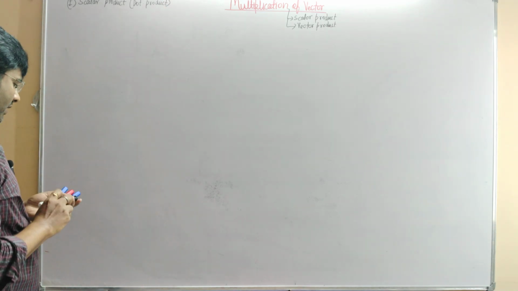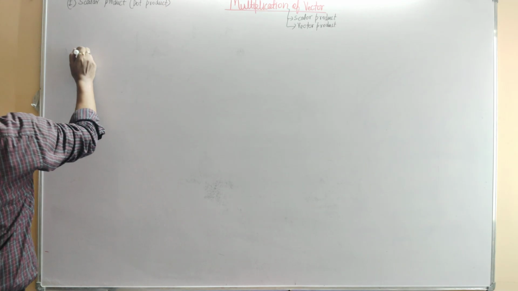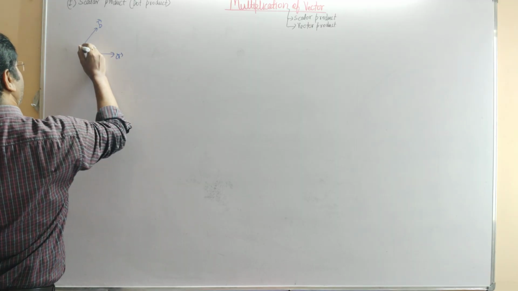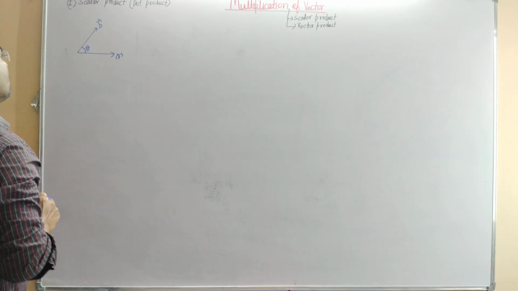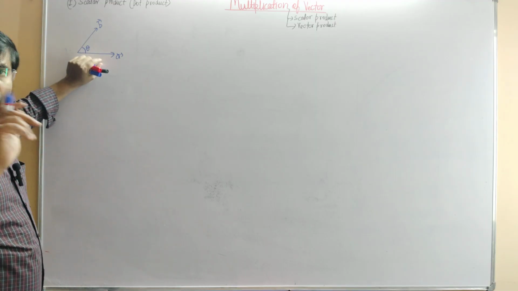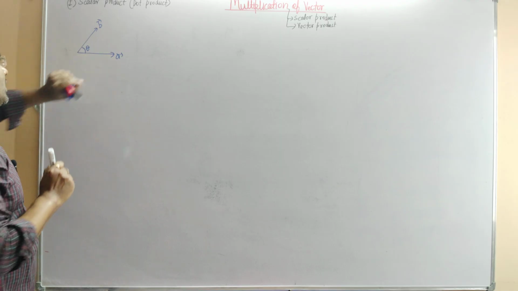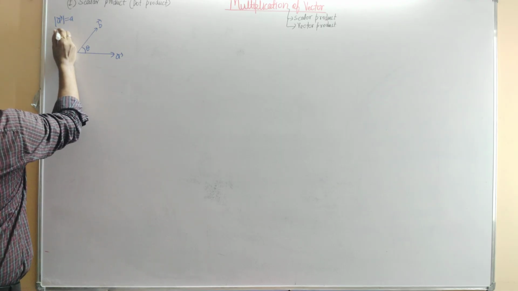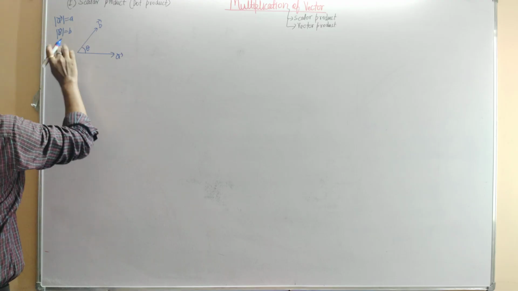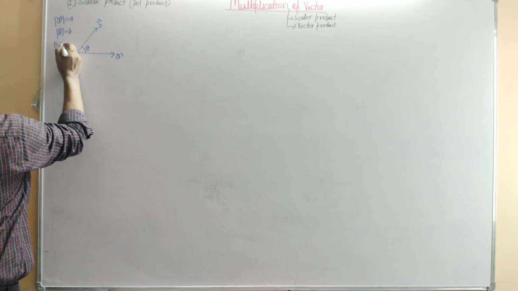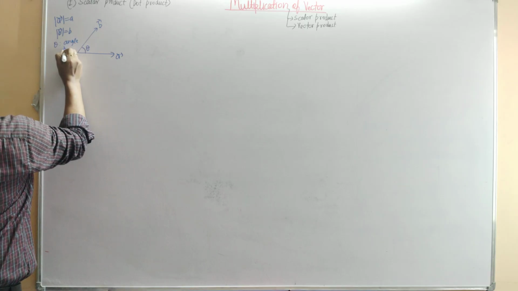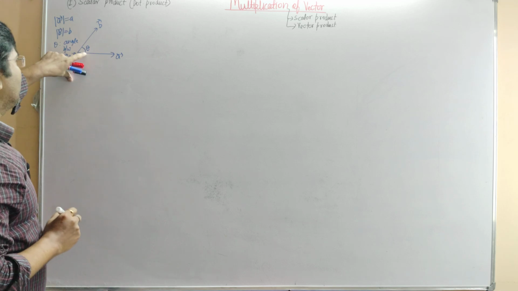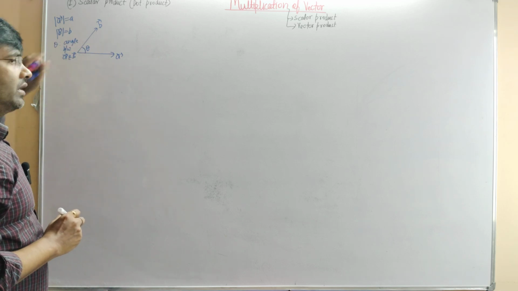Okay, so first I will take two vectors, A and B. Both are making an angle theta here. Now I have to get the scalar product of vectors A and B. Let's say the magnitude of vector A is A and the magnitude of vector B is B, and theta is the angle between vector A and vector B.